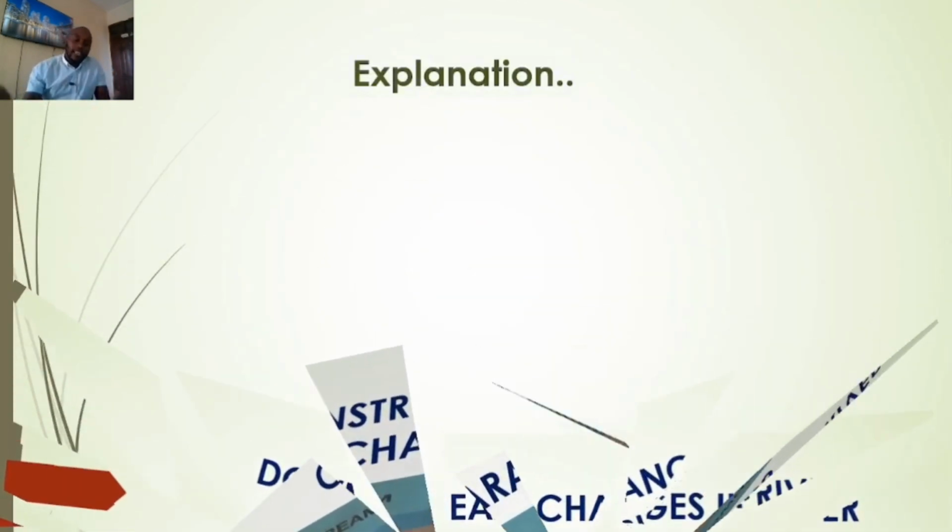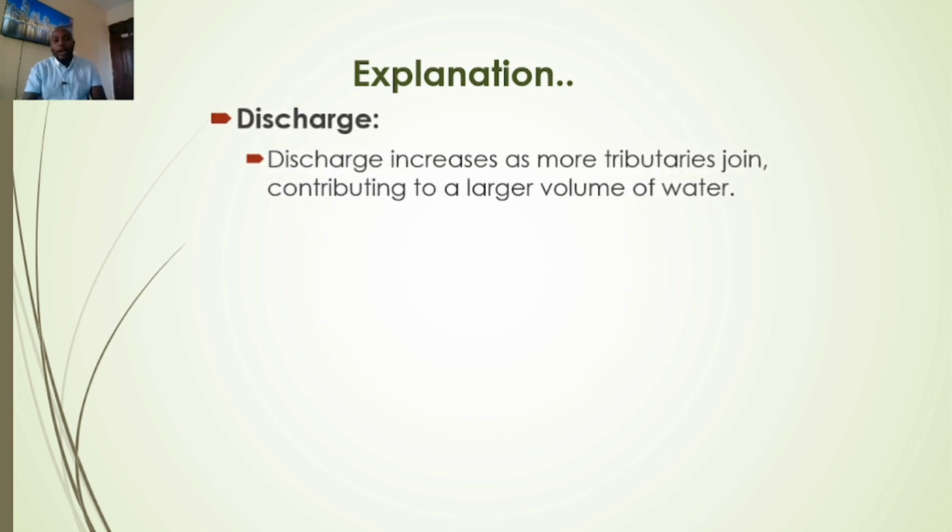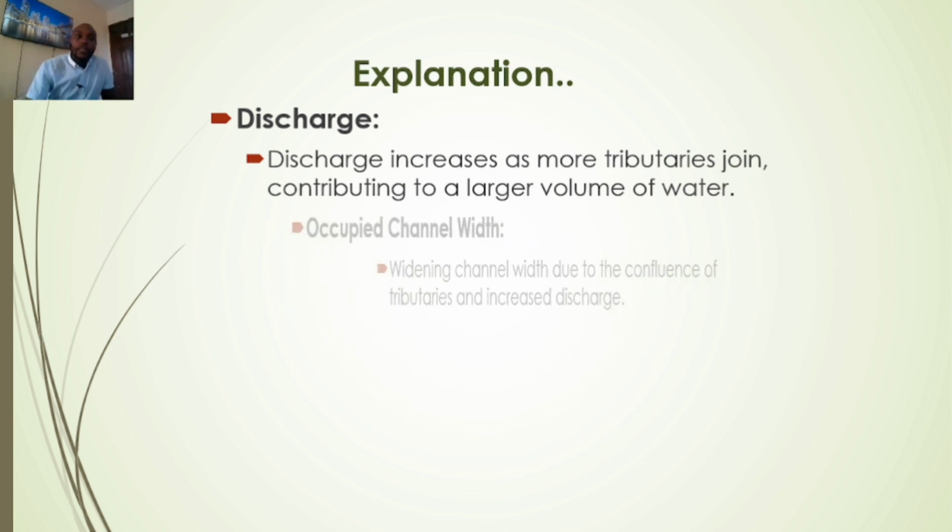Now let's look at the explanation of all that we talked about. Now the discharge. Maybe you're asked how the discharge of a river changes in the course of a river. You need to explain this. The discharge increases the more tributaries join. Why? Because more tributaries are joining in, so they are contributing a large volume of water. As the river is flowing, other rivers, tributaries, join, so the discharge is going to be high.